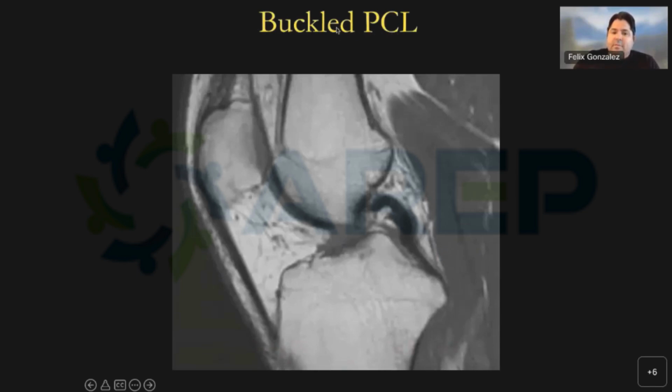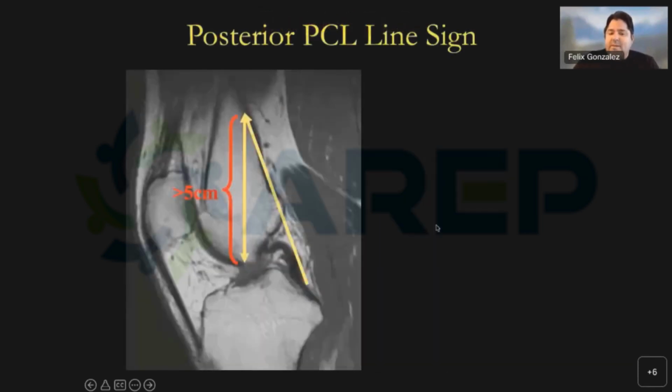This is what we talked about, the buckling of the PCL. The PCL is supposed to be more taut, more straight, but the PCL now is buckled. That's a secondary manifestation that the ACL is torn.